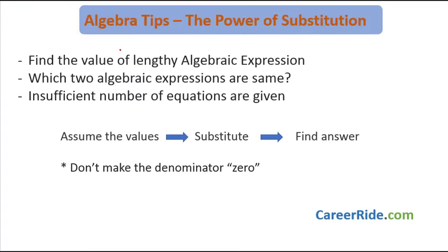Okay, now the next variety of questions from the chapter Algebra that are very popular with the examiners are where they give you lengthy algebraic expressions and they ask you to find the value of those expressions. Or there may be a case where they give you a lengthy algebraic expression in the question, and they give you 4 options. In the options also they give you the algebraic expressions which are simplified and they ask you to find out this expression in the question is similar to which of these. Then there can be cases where the number of equations are insufficient but the number of variables are more and you are expected to find the value of that expression.